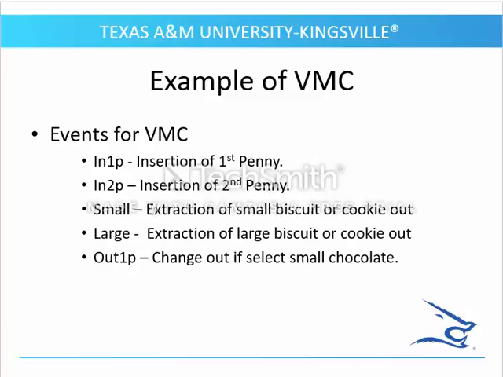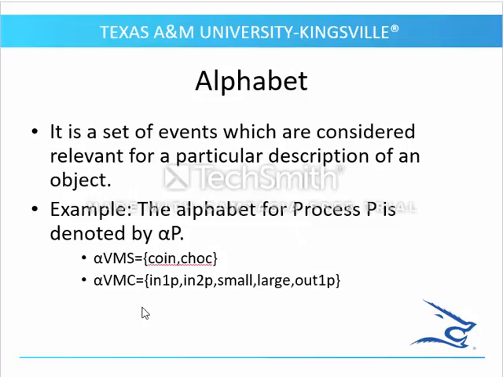On a wider scale, let's say a complex vending machine. The events of a complex vending machine are insertion of the first penny, insertion of the second penny, extraction of a small biscuit or cookie, extraction of a large biscuit or cookie, and change, because if it breaks for a small chocolate, it needs to give some change back to the customer. So these are all events for the complex vending machine.